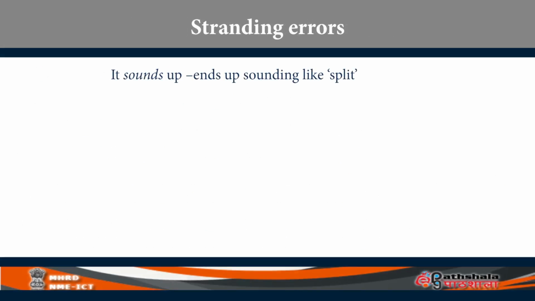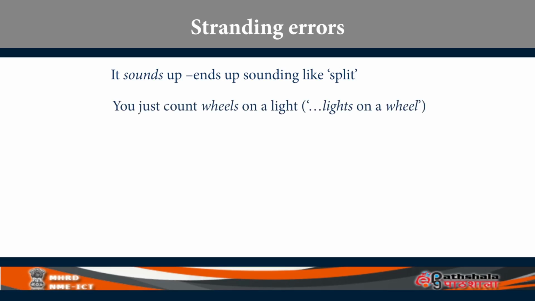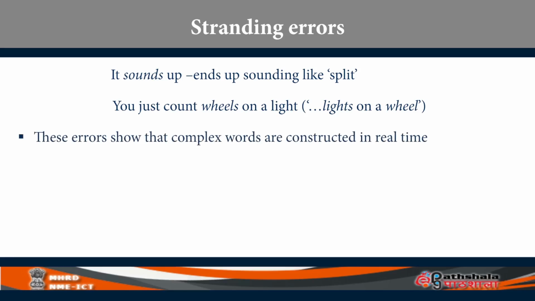When someone says "it sounds up" and corrects themselves as "ends up sounding like split," what they intended to say was "it ends up sounding like split." The word that is to come later in the sentence is moved forward, and the affix that is to be attached to the first word is attached to the wrong word. Another example is "you just count wheels on a light," the intended utterance being "you just count lights on a wheel." These errors show us that complex words are constructed in real time.